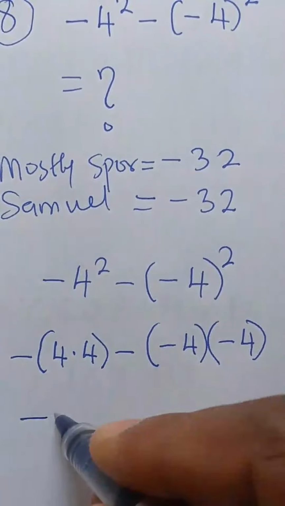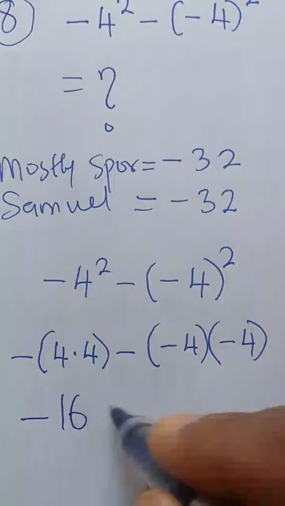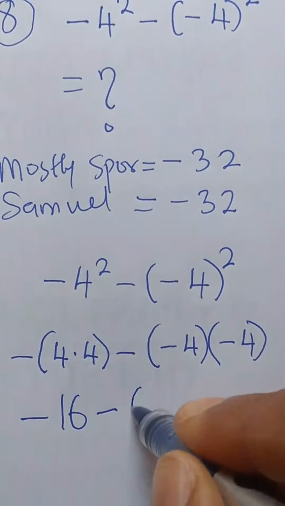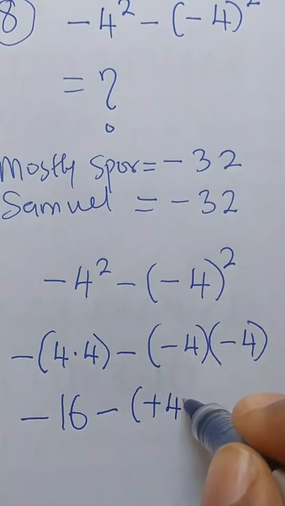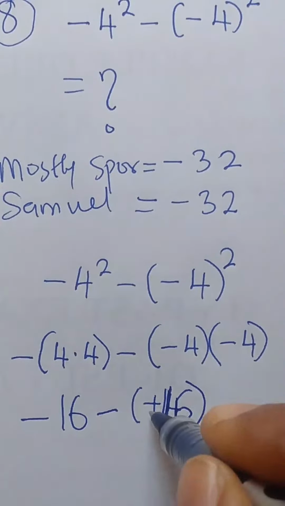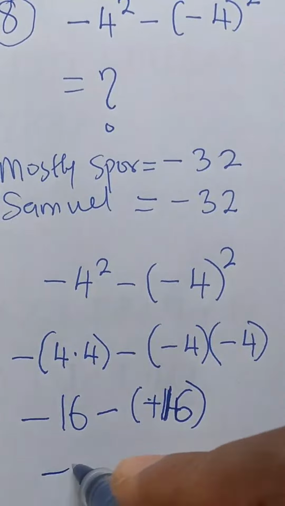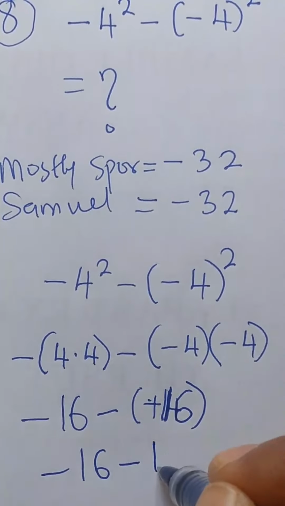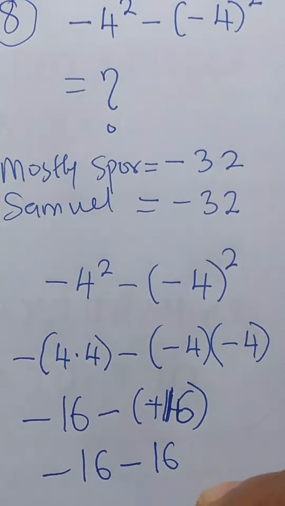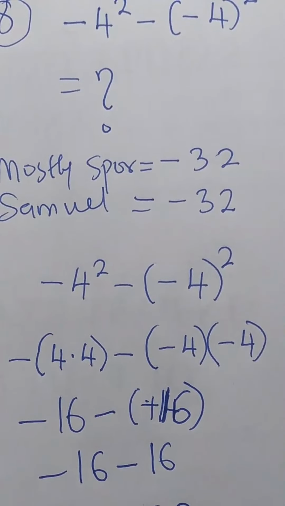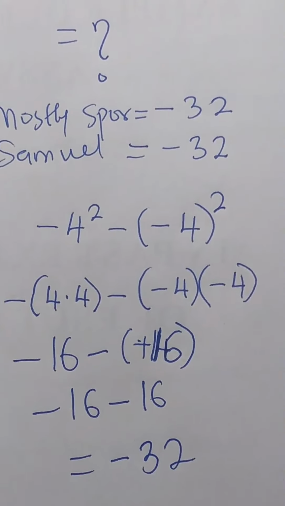So this is minus 4 multiplied by 4, which is 16, minus 4 multiplied by minus 4, which will give us plus 16. So we have minus 16 minus 16, which is equal to minus 32. All right, so cheers to mostly sports and Samuel. Your answers are excellently correct.